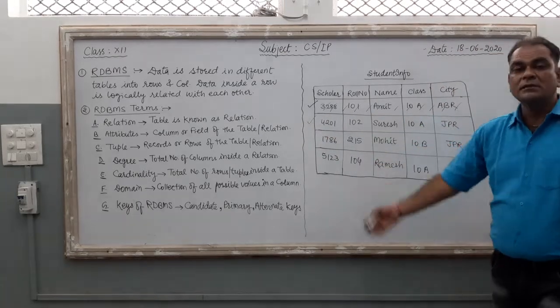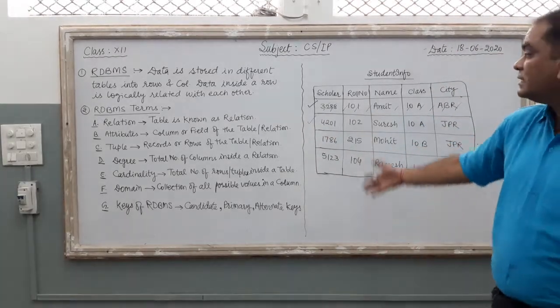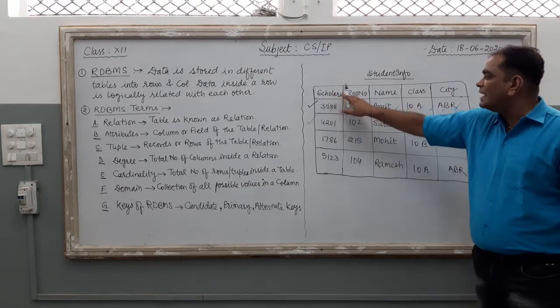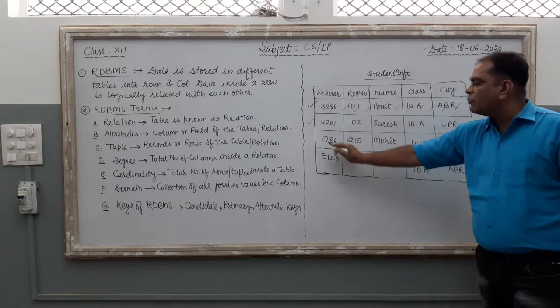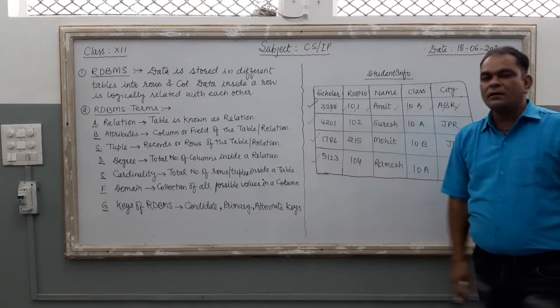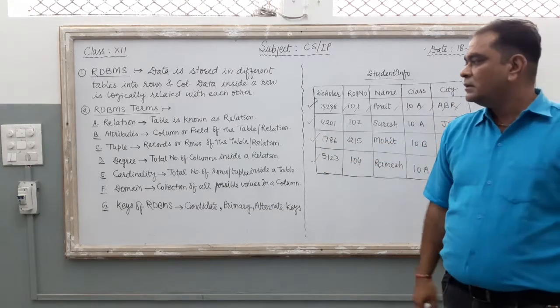So how many tuples are there in this table? Find out. Just leave this heading. The first one is the column heading. Leave it. Now 1, 2, 3, 4. There are 4 tuples in the table. Clear? Very simple. Now come here.